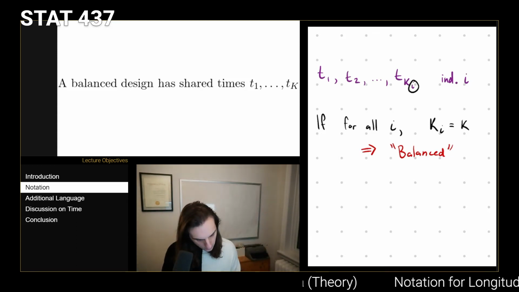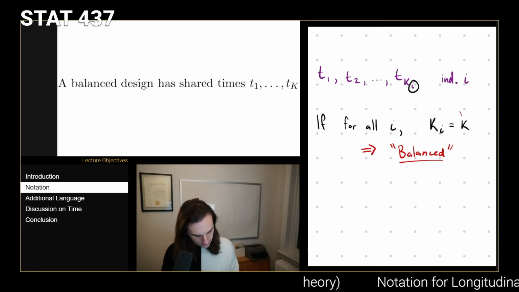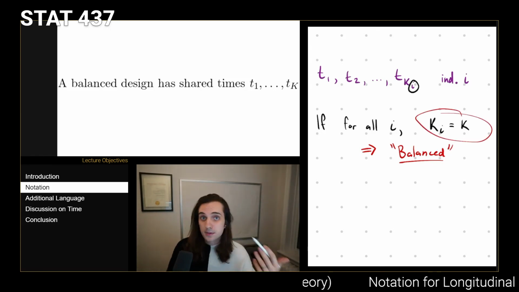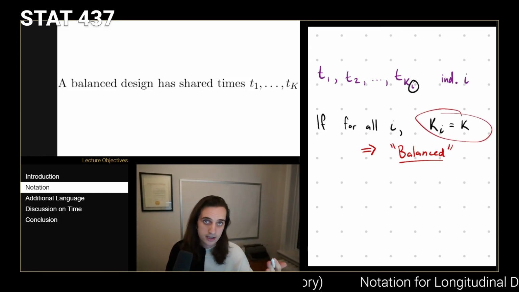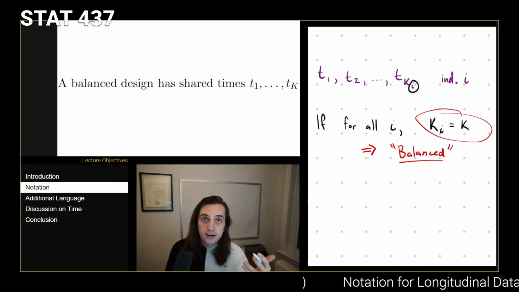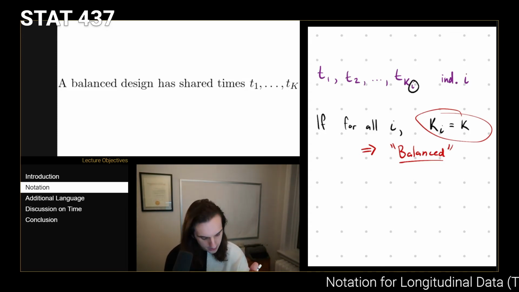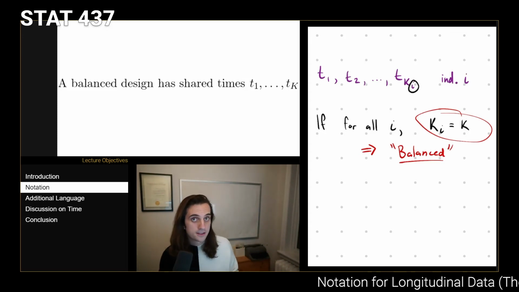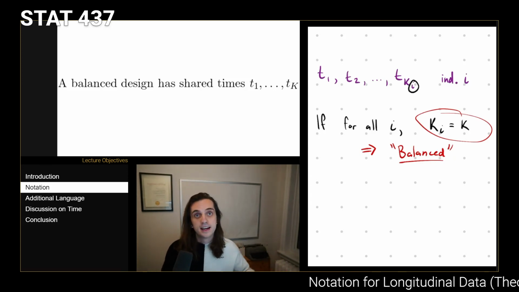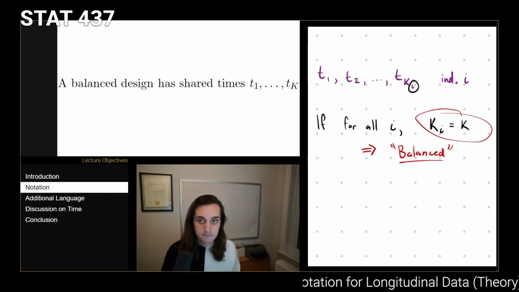But on the whole, these balanced data are a special case where ki is equal to k, and we're going to focus a lot of our attention on them because they're nice to deal with and they're a good way of presenting the models. So unless we're talking more generally, you can always fall back on thinking about balanced data, and that might help simplify the process as we work through the course.